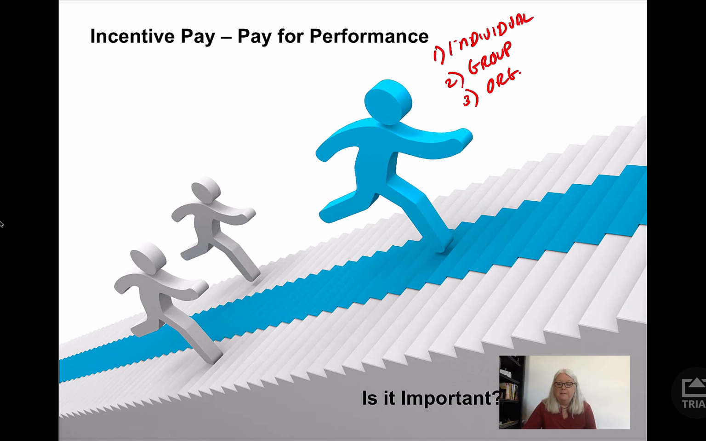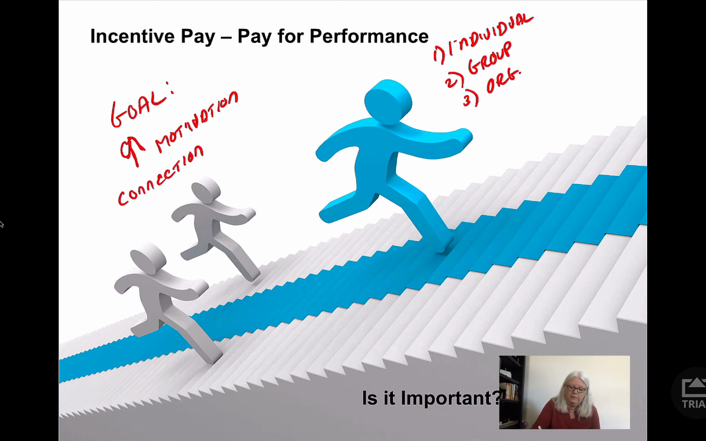Okay, so the goal of incentive programs, if we had to have one overarching goal, is to increase motivation. Okay, so that's the whole goal. And in order to do this, there has to be a connection between pay and performance. Because people have to perceive that what they're receiving, or the incentives they're receiving, is dependent upon performance. Those things are linked, and that's an important point about incentive plans.